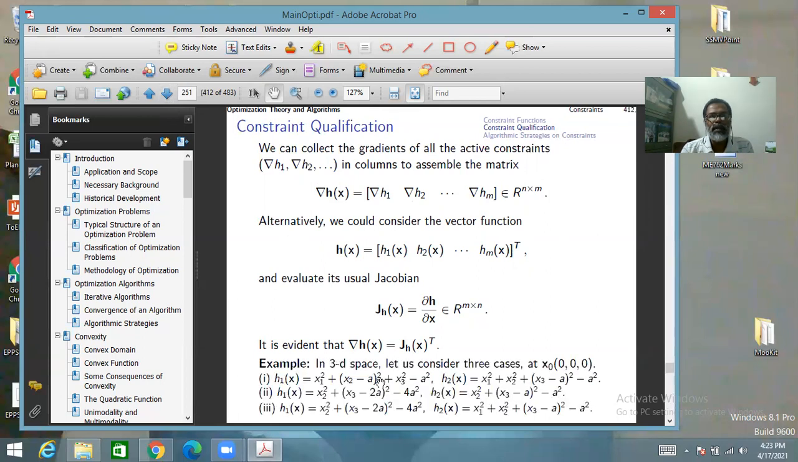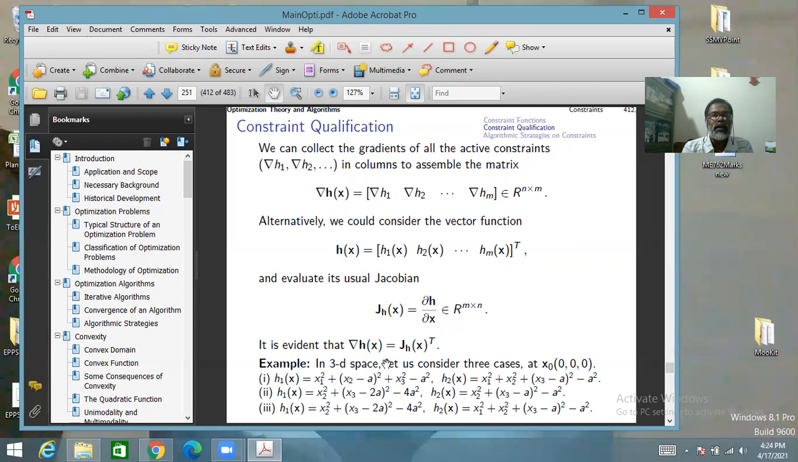Now in 3D space, we will consider three cases of two constraints in each case, two equality constraints, and origin happens to be a feasible point in all the three cases, and at origin we will see the scenarios that develop in the three cases. Okay. These are simple constraint functions defining spheres and cylinders.